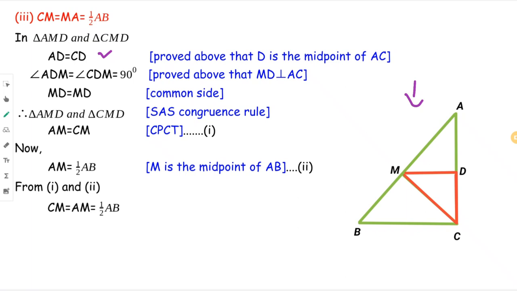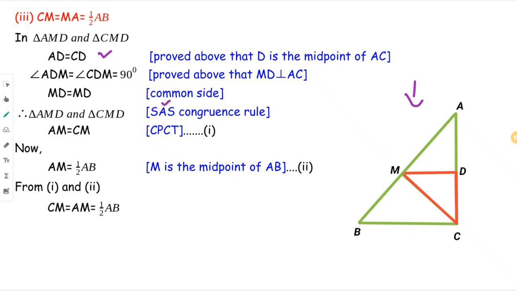Also, can I say that angle ADM equals angle CDM equals 90 degrees? We have already proved that MD is perpendicular to AC, right? We can say that. The last, we can take MD to be the common side. They both share one common side, MD. So you can say MD equals MD, which will give us the common side. Now can I say that these two triangles, this triangle and this triangle, are congruent, or that they are the same or equal? Yes, we can say it by the side-angle-side congruency rule.